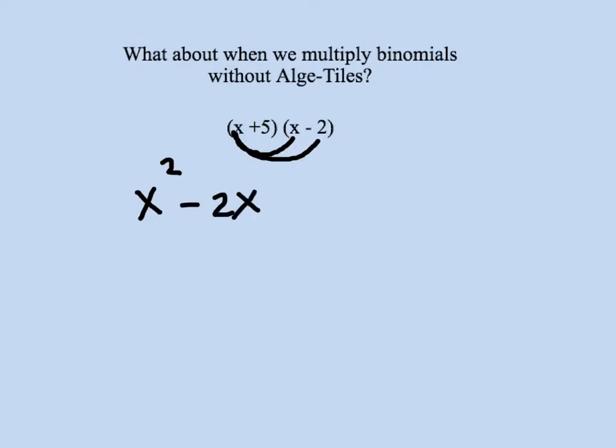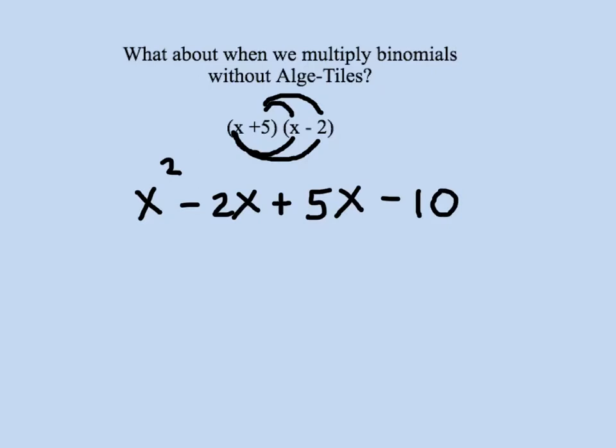The 5 in the first binomial also has to be multiplied by both of the terms in the second binomial. So the 5 has to be multiplied by the x, and it has to be multiplied by the negative 2. 5 times x is positive 5x, and 5 times negative 2 is negative 10.